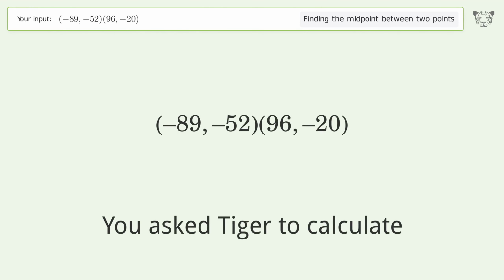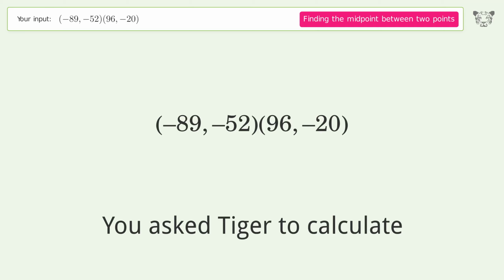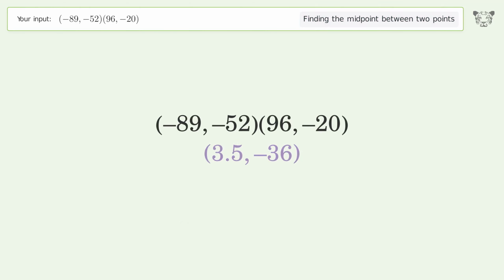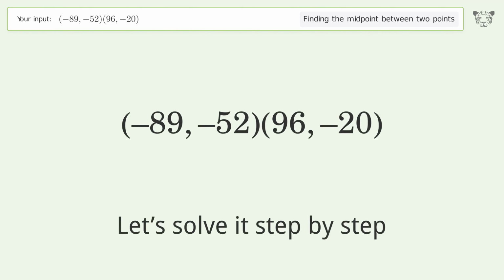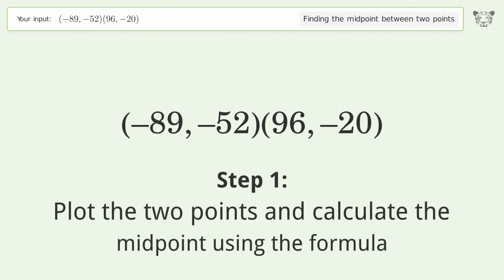You ask Tiger to calculate. This deals with finding the midpoint between 2 points. The midpoint between the 2 points is 3.5, -36. Let's solve it step by step. Plot the 2 points and calculate the midpoint using the formula.